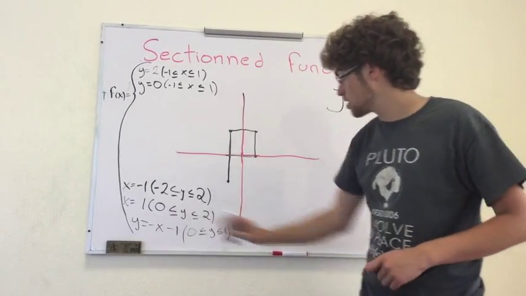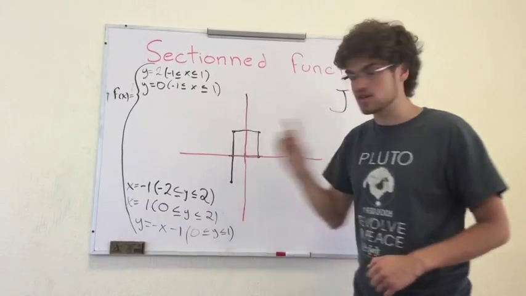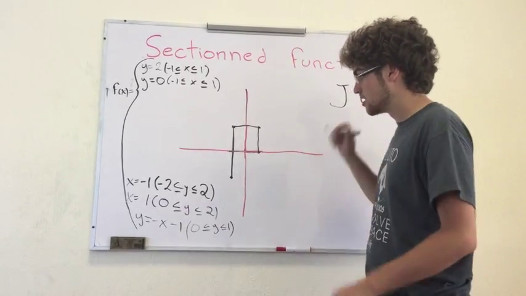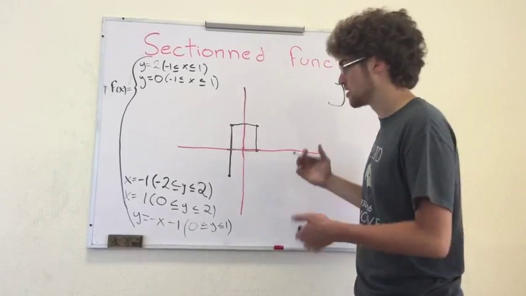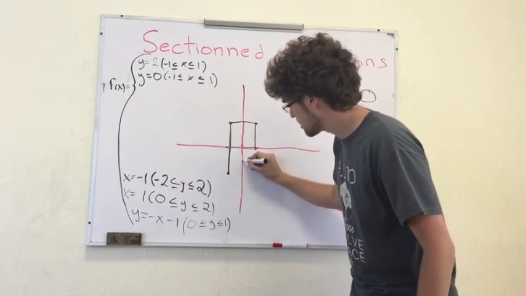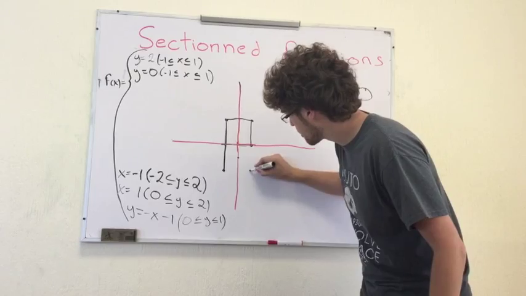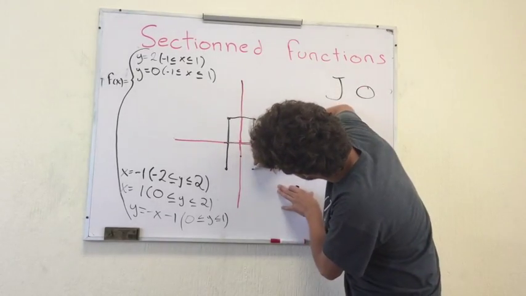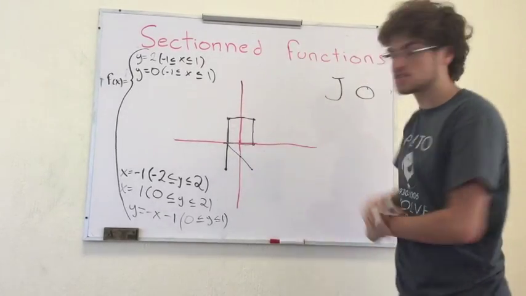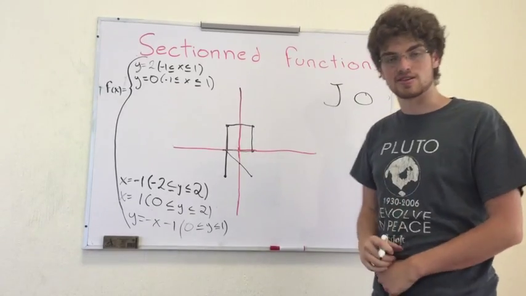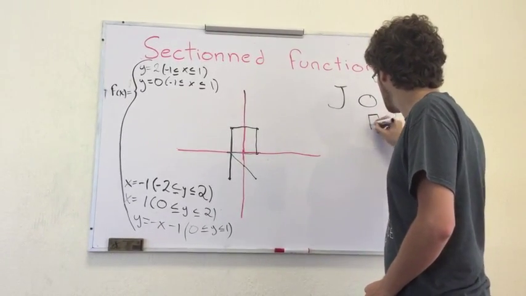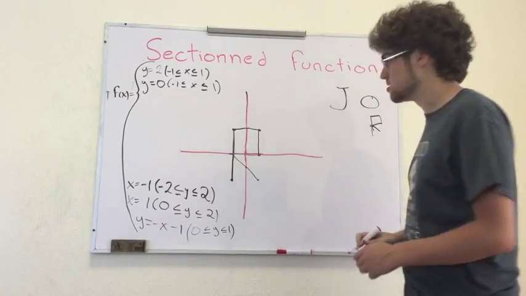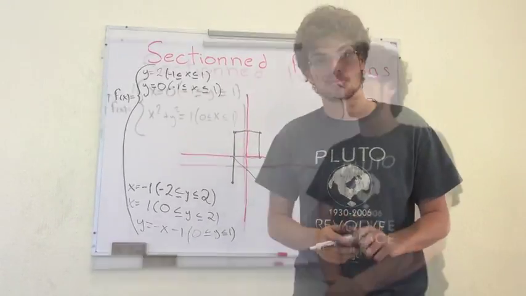And we have one last one, which is minus x minus 1, so it intersects, x is equal to 0 when y is equal to minus 1. So it's here, and it's here, and it's here. So we have a diagonal that gives us the letter R. This is pretty impressive, don't you think? J-O-R. What could this mean? Alright, see you next time.